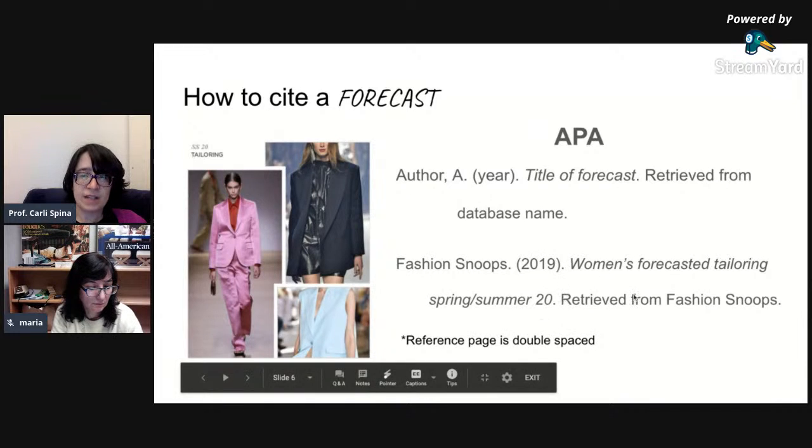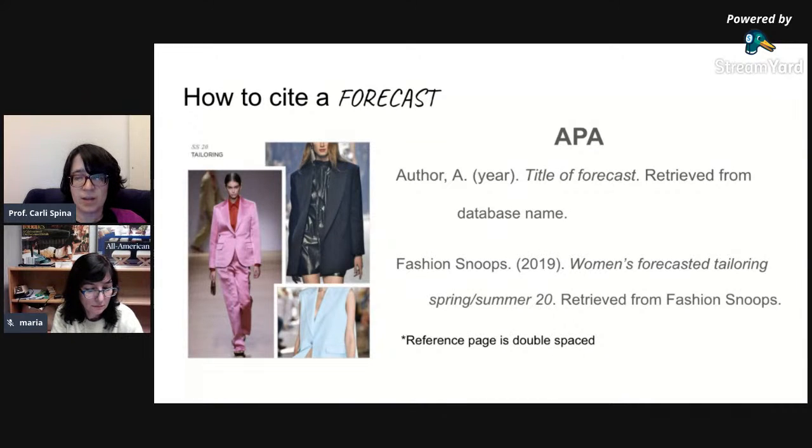And then you're going to say what database it was retrieved from. In this case, that's once again Fashion Snoops. Structurally, you'll see that this reference is double spaced and that the second line is indented. That's very common with citation pages, which can be called either works cited or references. Those are generally going to have indents for the second line and subsequent lines of any citations.